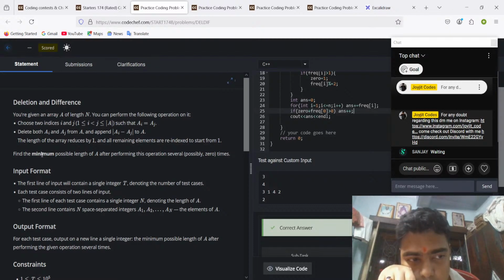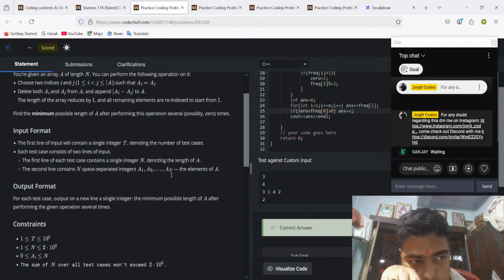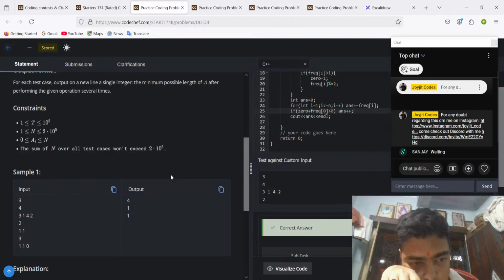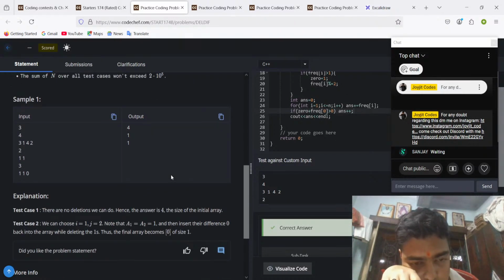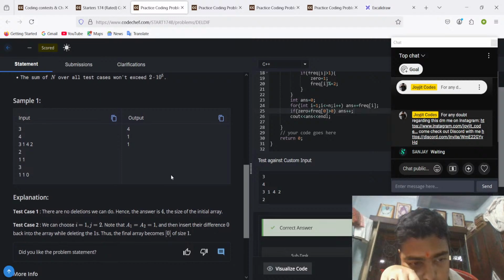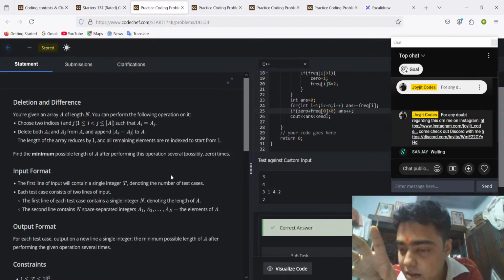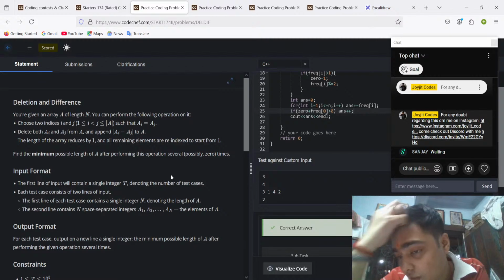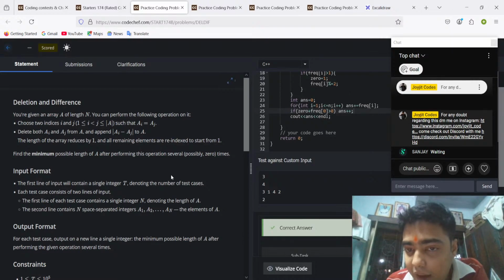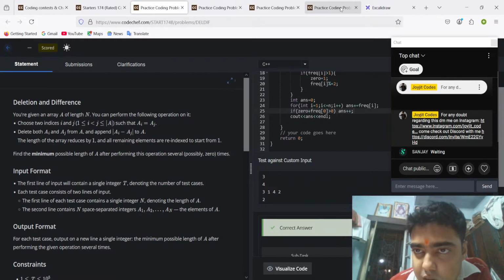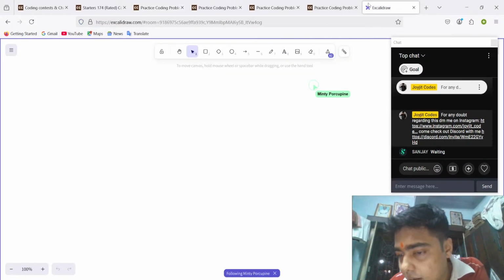What we have to do is find the minimum possible length of A after performing this operation several, possibly 0, times. Okay, so see, the indexing for now is not our main concern, right? Because we are going to mostly focus on the fact that we have to reduce it as much as possible. That is what our question is demanding from us. Okay, so let's go on to Excalidraw and explain it to you.